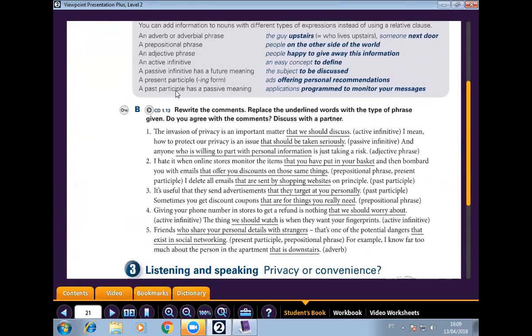Let me see one with past participle. Where's the verb? Looking for the verb here, we can see that it's "target." So we just add -ed here because it's a regular verb. So you say, it's useful that they send advertisements targeted. Okay.